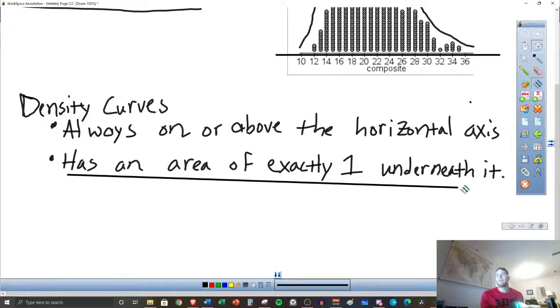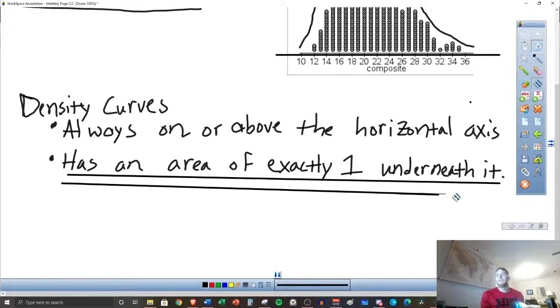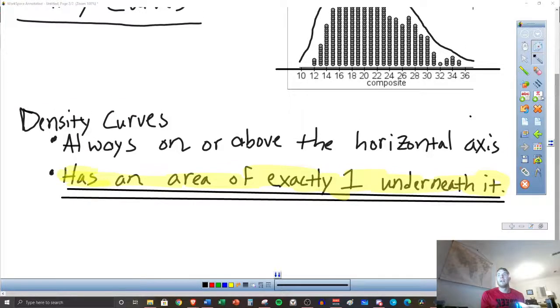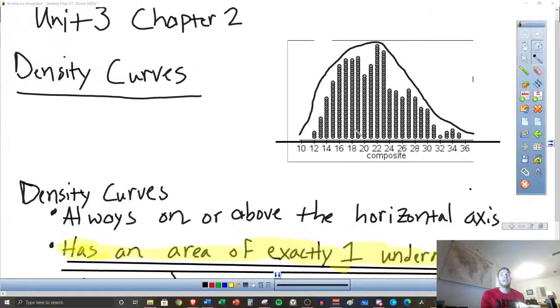Underline, highlight. I'm underlining it twice. You need to remember this. Every time you look at a density curve, you need to automatically know underneath it is an area of 1. Now we're going to say 1 equals 100%. That's where that's coming from. So 100% of the data is underneath this. And that's how your mind needs to think.